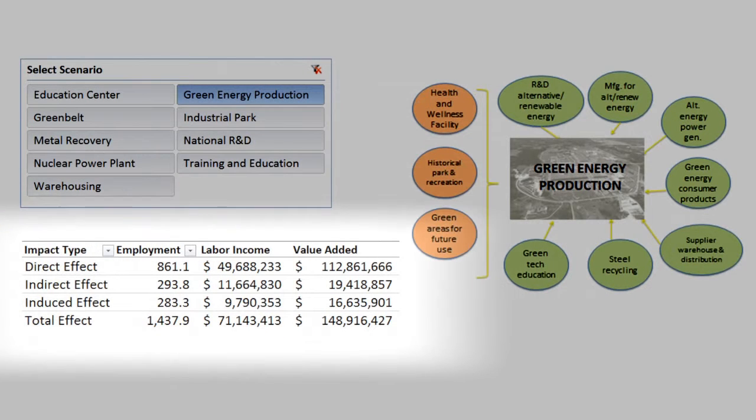Impacts are also different. Notice that, for example, here the direct effect comes to 861 jobs, labor income almost $49.7 million, and value added almost $113 million. When we consider additional impacts, it's going to be much larger. The total effect in terms of employment comes to 1,400 jobs, labor income $71 million, and value added almost $149 million.